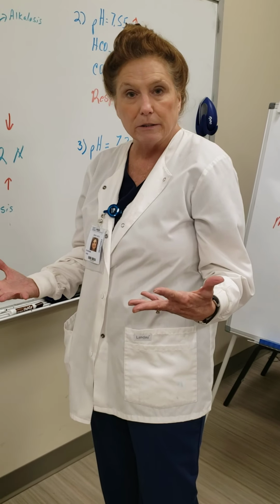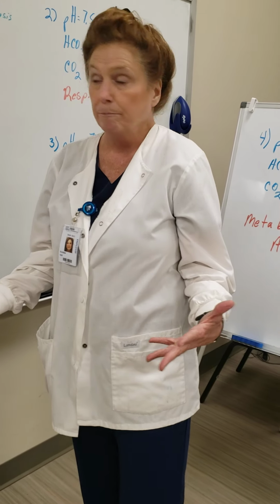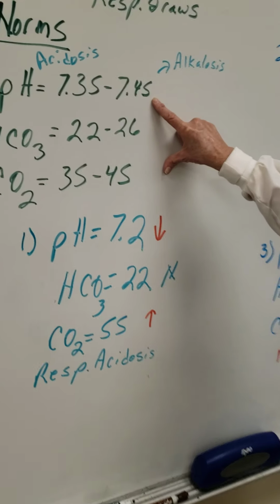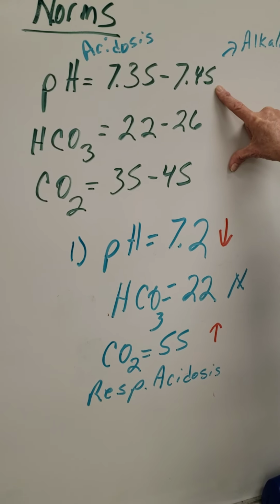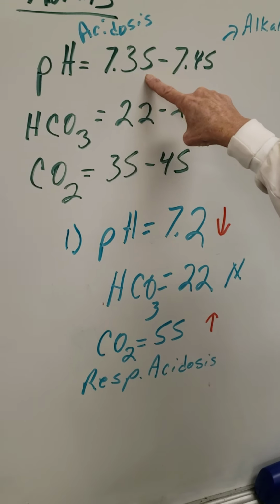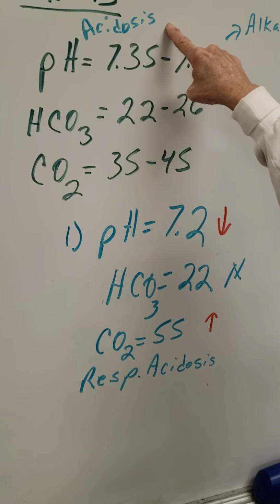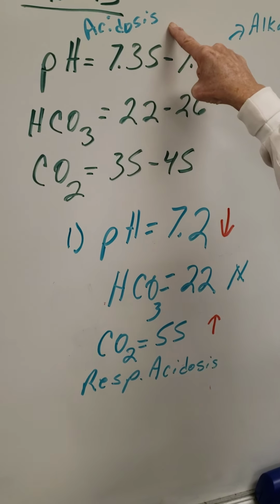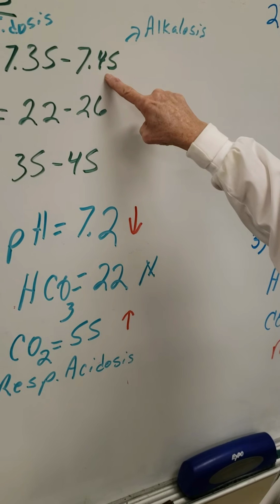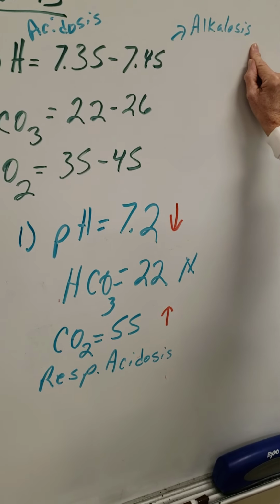Everything has a pH. We even get the soil tested on the farm for its pH. The body's pH is normally 7.35 to 7.45. You have to learn that. A pH below 7.35 is acidosis. So you're going to determine if the patient's in acidosis or alkalosis by looking at the pH. If the pH is above 7.45, they're in alkalosis. That's the first thing you look at.